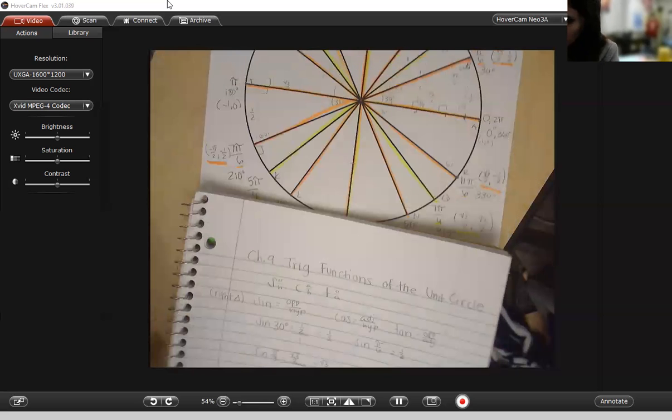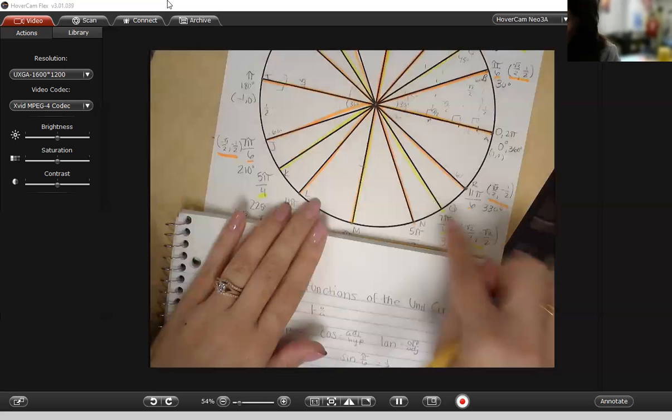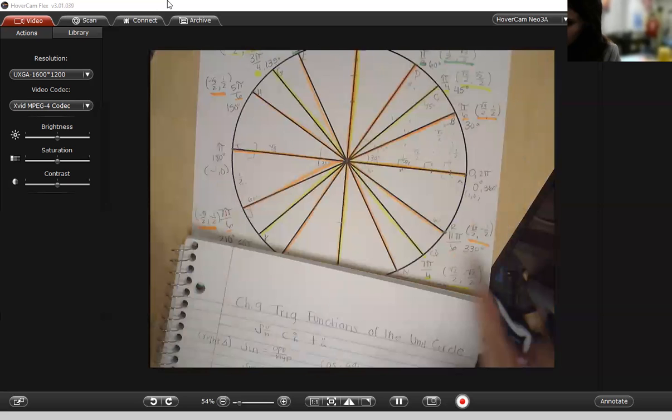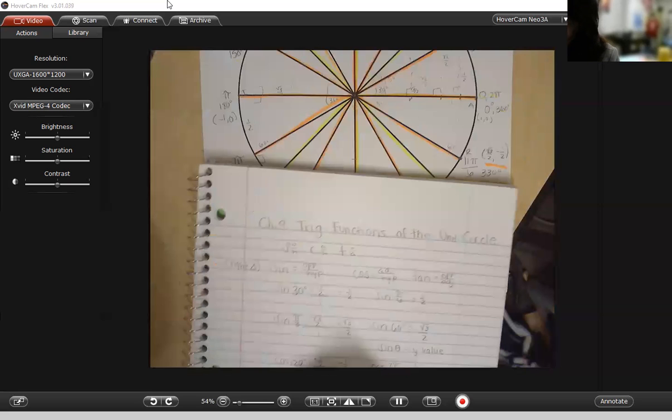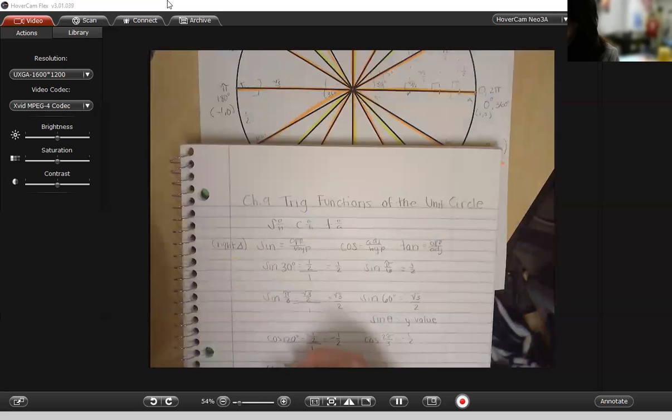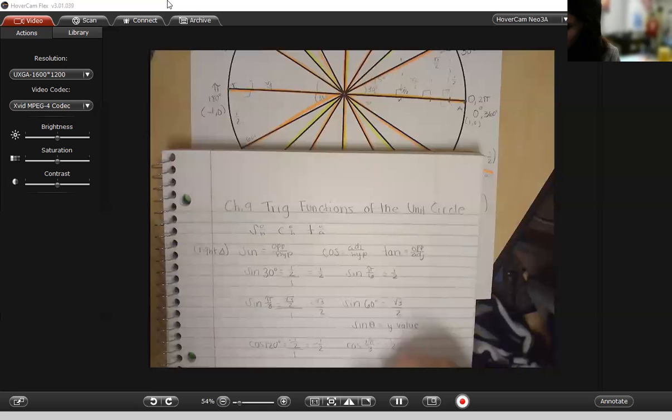Let's find the cosine down here at 7 pi over 4, or 315 degrees. So the cosine at 7 pi over 4, which I said is going to be the same thing as the cosine at 315 degrees.